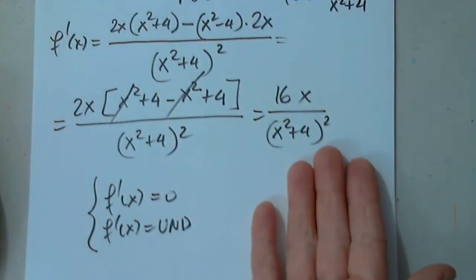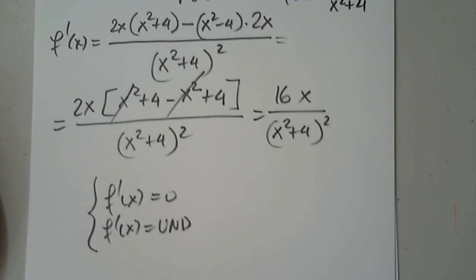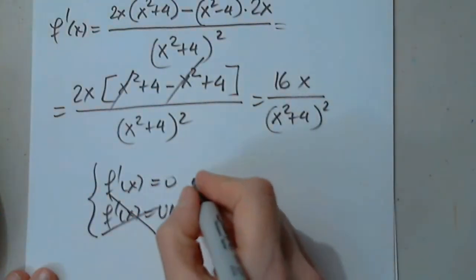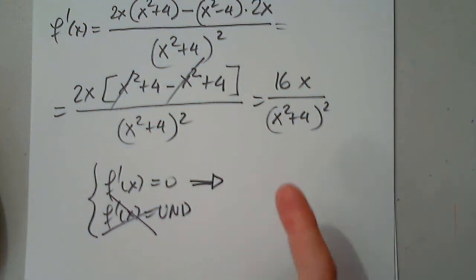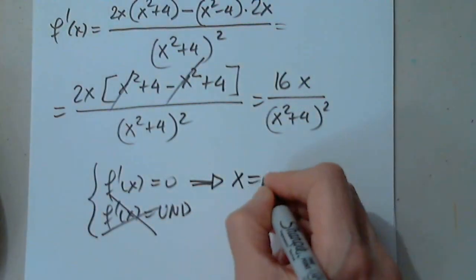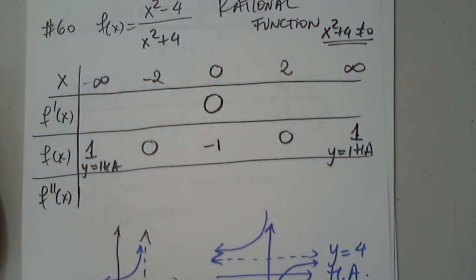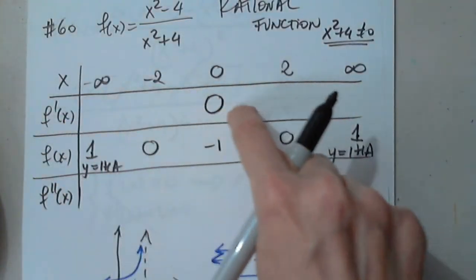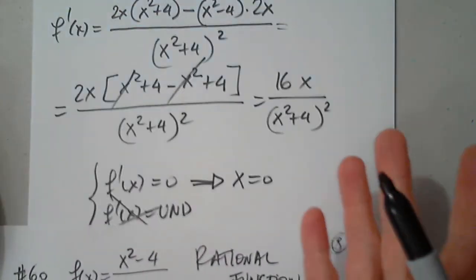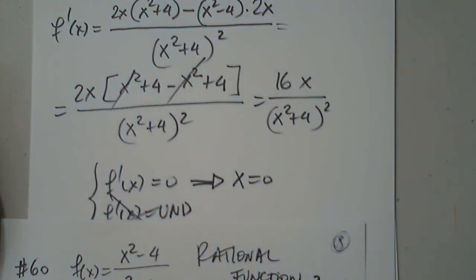Is this function ever undefined? No. Is this function ever 0? X equals 0. Go back immediately to my table. Put the 0 where it belongs. Now I have to fill in this row. You're not going to waste your time on this portion because it's always positive, and I don't want to waste my time.